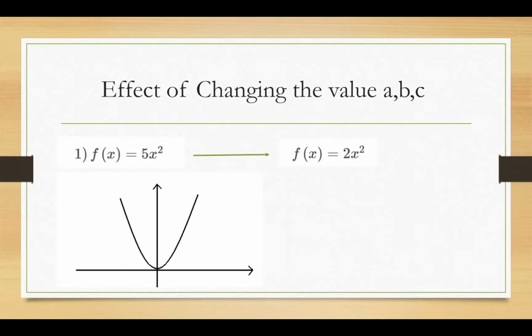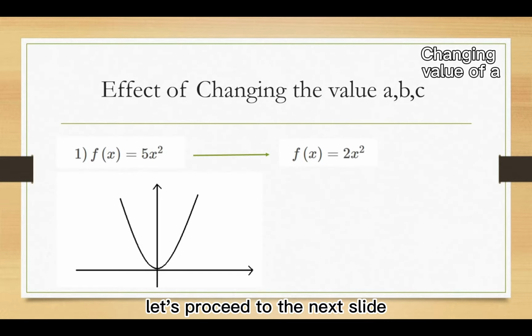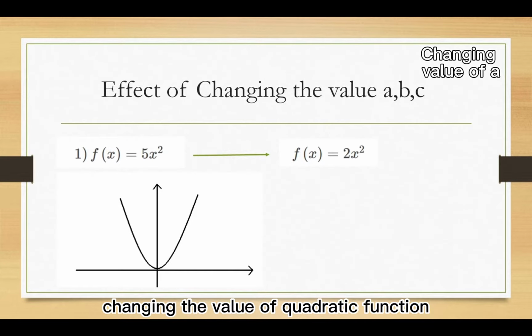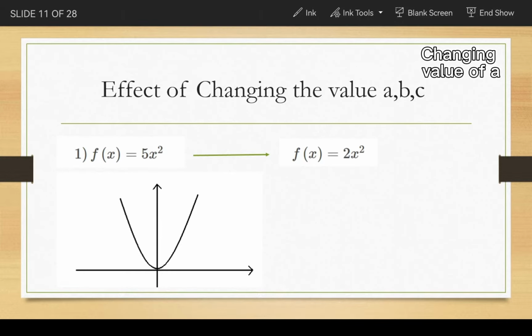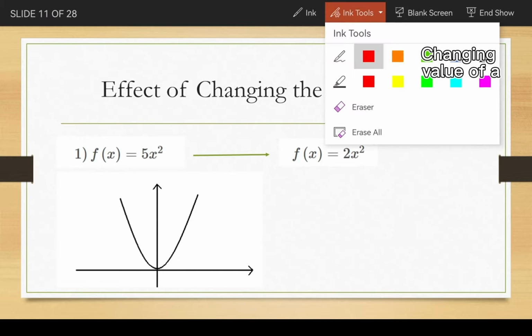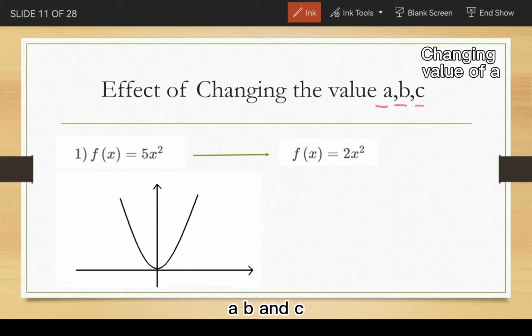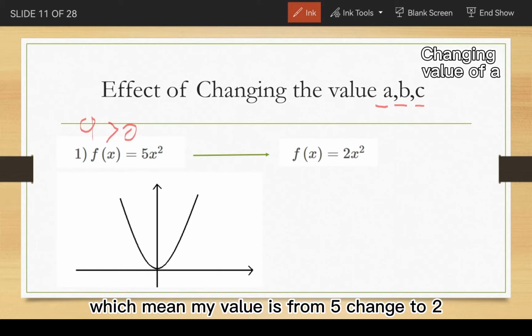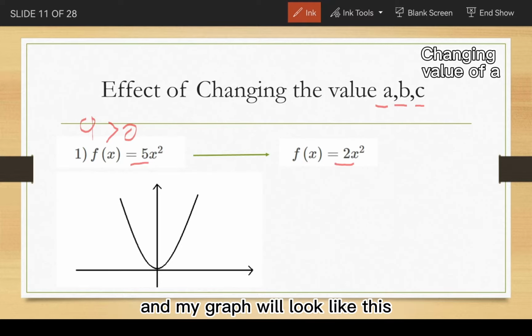Okay, now let's proceed to the next slide, which is the effect of changing the values of coefficients a, b, and c of the quadratic function. For example, my value is greater than 0. Okay, which means my value changes from 5 to 2, and my graph will look like this.